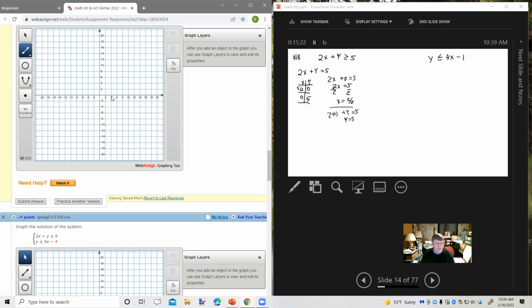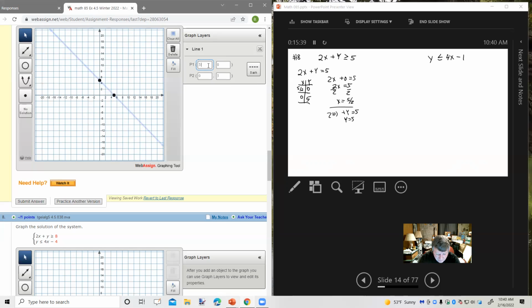Once again, our scale here is in 2s. So 2.5 is about there. 0.5 is about there. It has an equal sign, so it's going to be a solid line. Let's see, I need to fix that point. 5/2 and 0.5. So there's our first line.